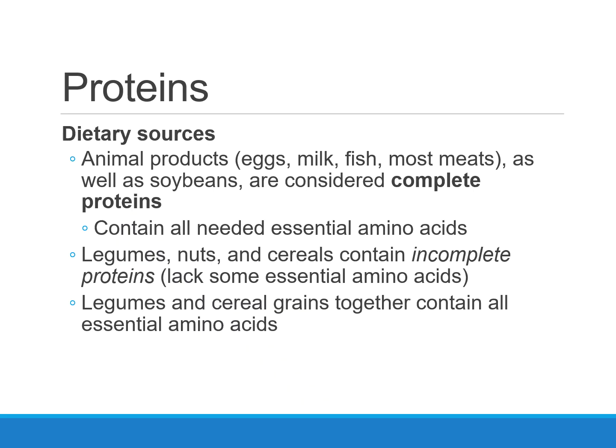That leads us to the proteins. Where do we get these from? Protein typically comes from animal products, so eggs and milk and fish and most meats, as well as some plant material like soybeans. Those are all considered to be complete proteins. A complete protein is one that contains all of the necessary essential amino acids. Other sources of protein like legumes, which are beans, nuts, and cereal contain what are called incomplete proteins. They are missing some of the essential amino acids that we need to build proteins in our body.